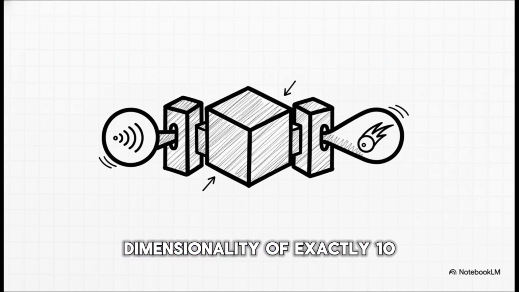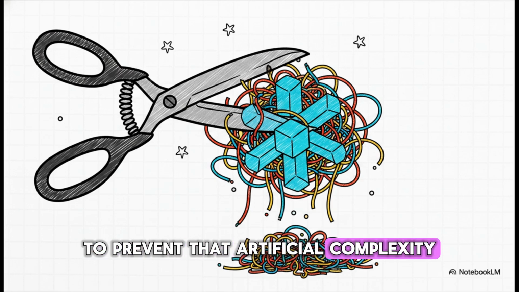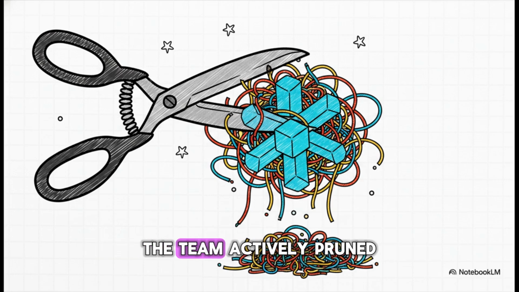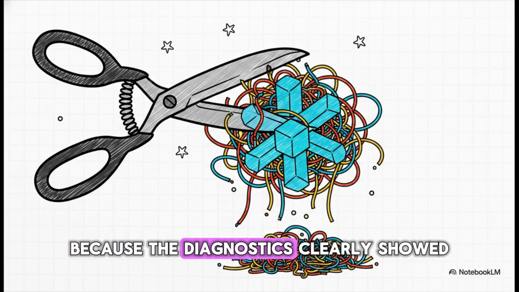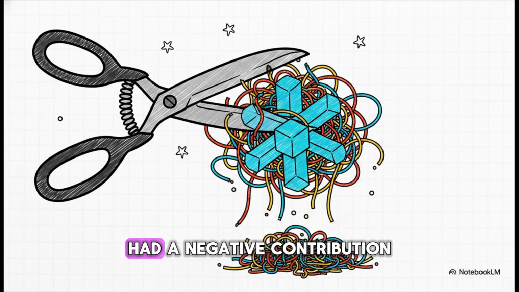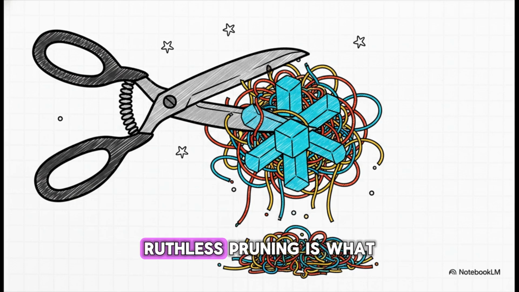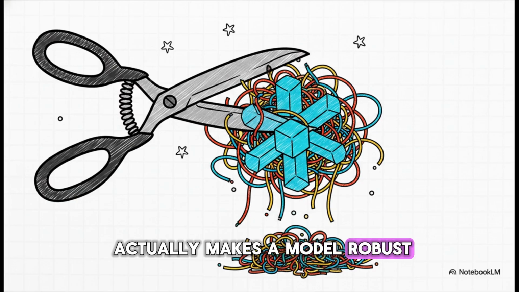But you know, great feature engineering isn't just about what you cram in. It's about what you have the discipline to take out. To prevent that artificial complexity we saw back in the D8 days, the team actively pruned the model. For instance, they dropped F-quantile because the diagnostics clearly showed it was completely redundant with the existing rank feature. They also tossed out the error function feature, FERF, because ablation testing proved it actually had a negative contribution to the model stability. Grounding your theory in practical, ruthless pruning is what actually makes a model robust.